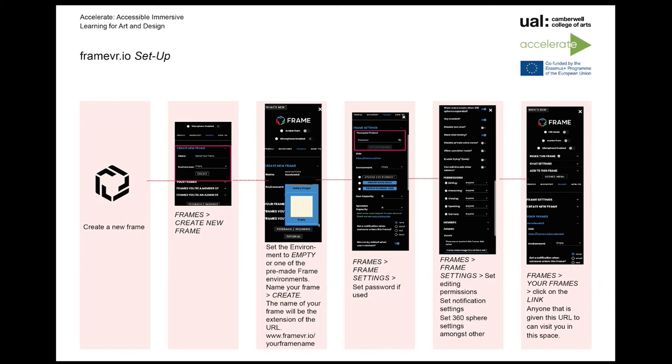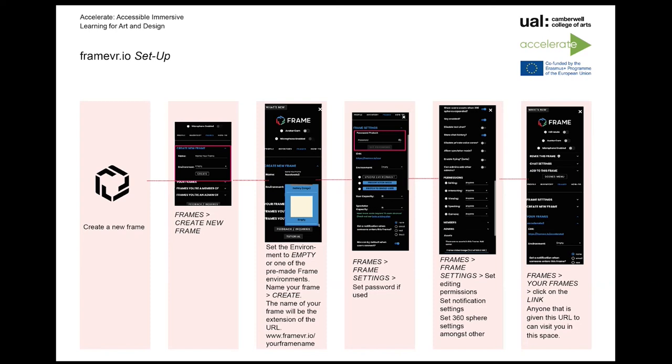We're going to create a new frame. You can call it whatever you want. That's going to be the extension if it doesn't exist already. Obviously, Accelerate Project is gone, Accelerate 2 is gone, so you choose whatever. Your URL is going to be framevr.io/ and then the name you give the frame. You can create 3 frames, and you can delete them again. You can also have multiple accounts on 15 emails, so in principle, you can have 45 frames if you want, or more.